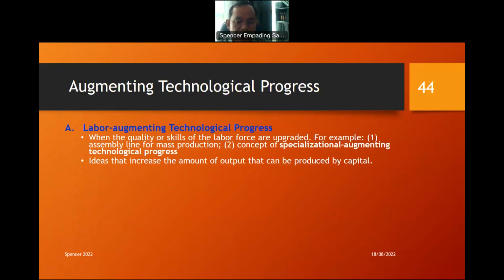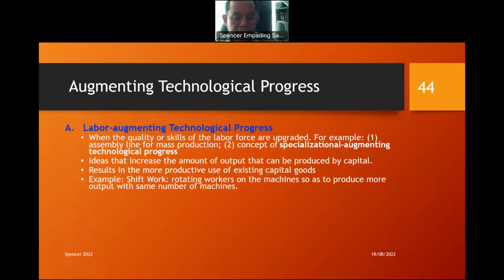Okay, so this includes ideas that increase the amount of output that can be produced by capital. So it results in more productive use of existing capital. For example, shift work is also, in a way, a form of labor augmenting as well. Rotating workers on the same machine produces more output with the same number of machines. There's no increase in physical capital, but just by rotating the workers, you can produce more. Again, the meaning of augment is to improve, to enhance, or increase.